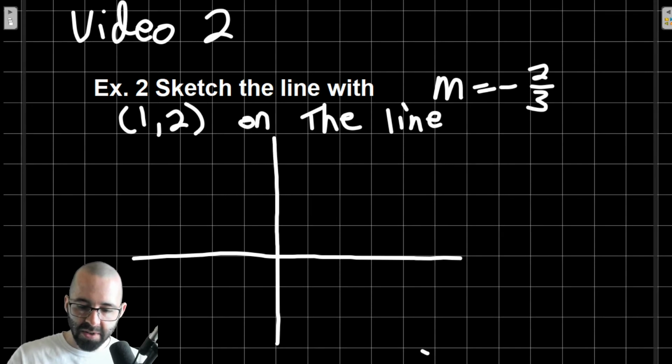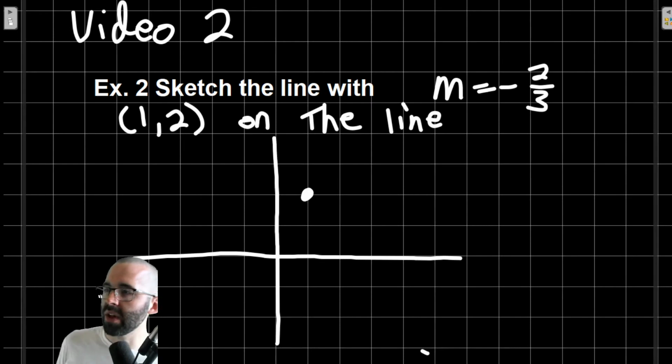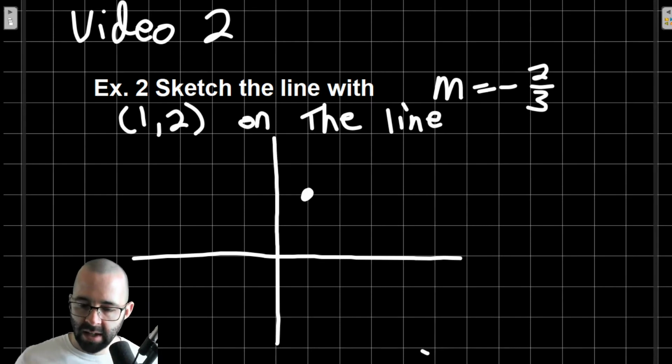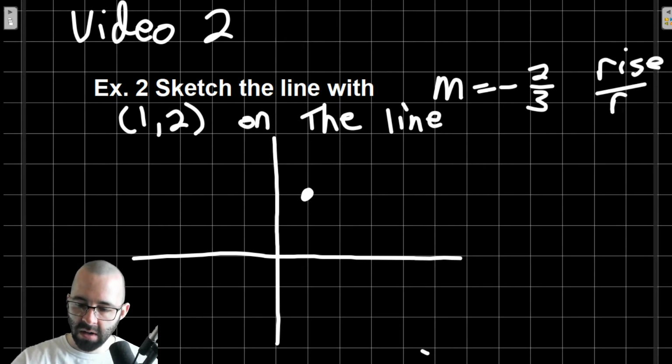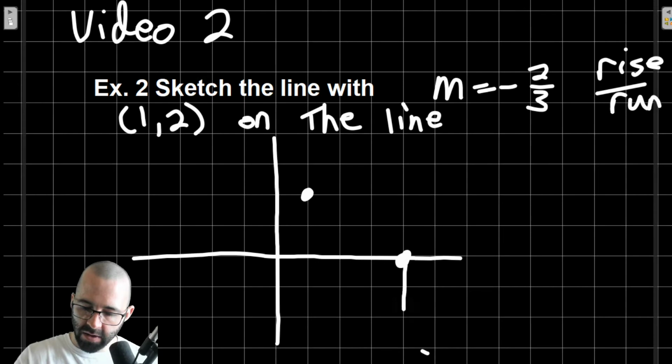So the point (1, 2), remember 1 is the x coordinate, 2 is the y coordinate. So that's where that point looks like right here. And then remember, this is rise over run. And the negative means that you go down. So you go down 2 and then right 3. That's going to bring you right there, okay? And then down 2 more, right 3 more again.